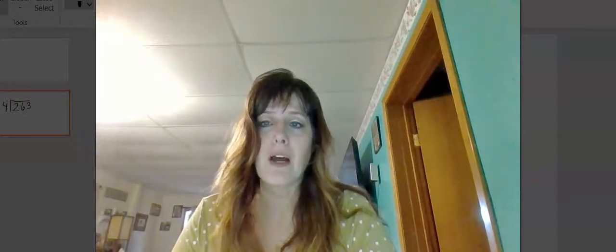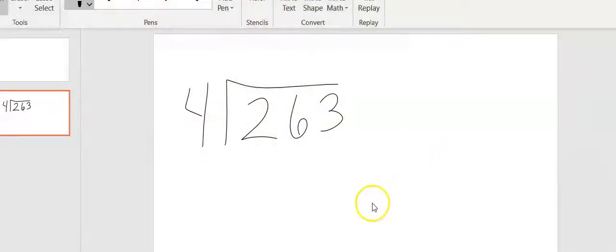So I'm going to make myself smaller or off the screen so we can go through that problem. So here's how we ended last time. Our dividend was 263. That's the bigger number that we have to divide into smaller parts. Our divisor was 4. That's how many parts we're dividing it into. And our quotient, which will be the answer, is going to be how many things are in each of those groups, right, kiddos?